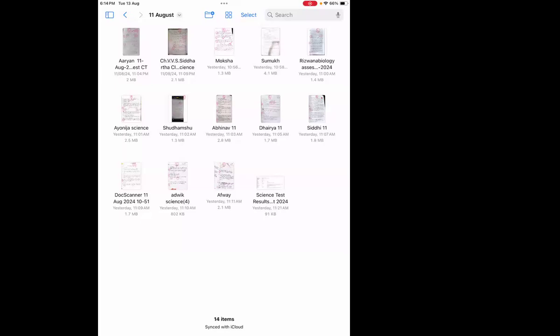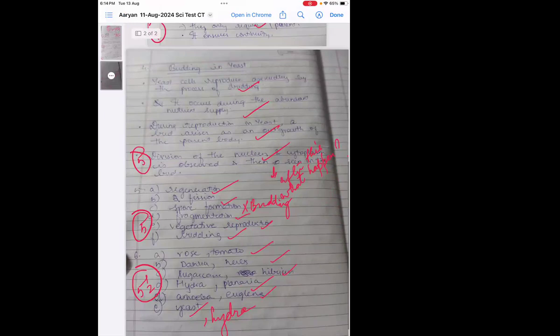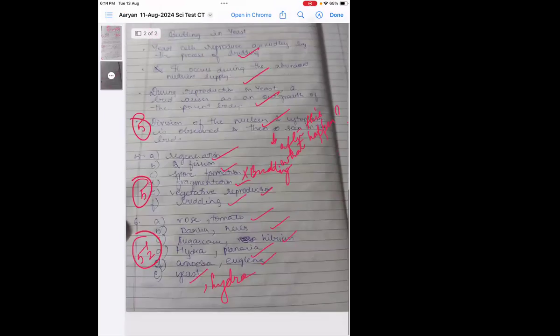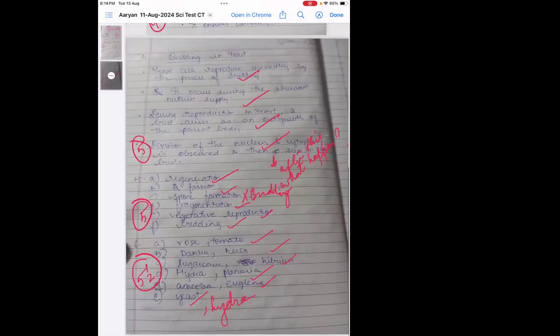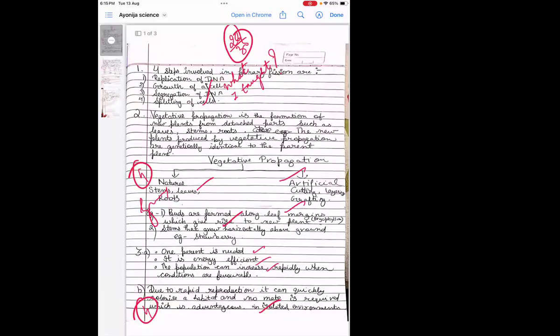Aryan, your sheet, I was not so happy this time. You made spelling mistakes in karyokinesis and cytokinesis. Then in the 1-mark questions, you need to practice, okay? Since this was the first test, that's okay actually. Whether you got 13 or 15 or 23 or 25, no problem, no worries, because this is the first time you have written.